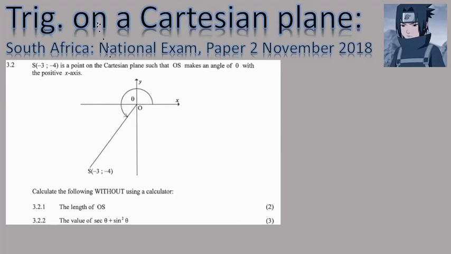In this situation, I want you to understand that every time, okay, I'm rushing things now, I'm too excited. It says coordinate S has -3 and -4 as its values. So this is a point on a Cartesian plane such that OS makes an angle of theta with the positive x-axis. Right, that's a reflex angle, right? Now, the first question here says calculate the length of OS, right? OS is from this point here up until this part here, the distance of that, right?